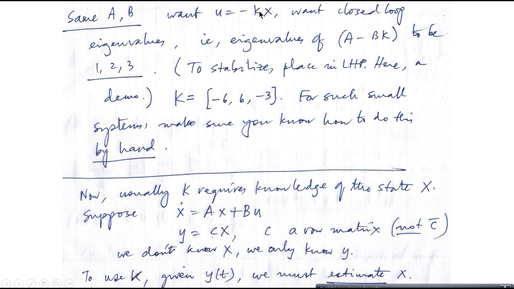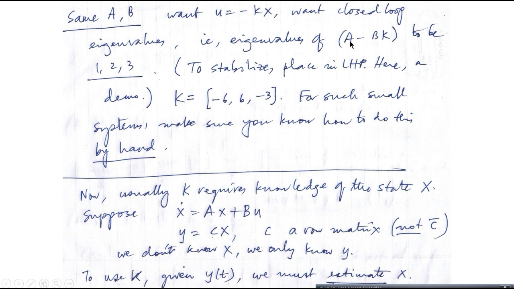Let matrices A and B be the same, and we want u equal to minus Kx. Now x is a column matrix, u is a scalar, that means K is a row matrix. Our closed loop eigenvalues, that means eigenvalues of A minus BK, we want them to be 1, 2 and 3. Why 1, 2 and 3? They are in the right half plane. That is because I am demonstrating pole placement. To stabilize, we will place the poles in the left half plane. This is just a demo.